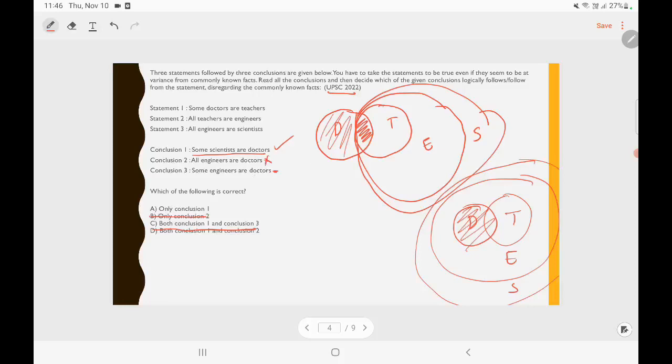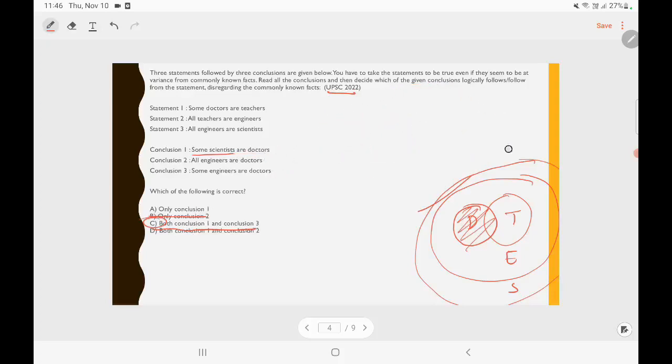Then some engineers are doctors. Yes, this much engineers are doctors. So this is also right. So C is the right answer. So in this way you need to do the problem. So I will also show you the method of representation here.